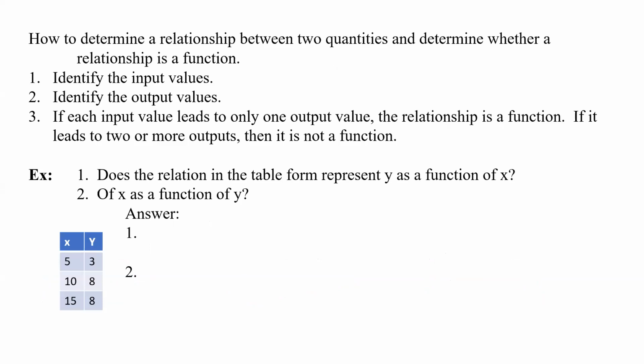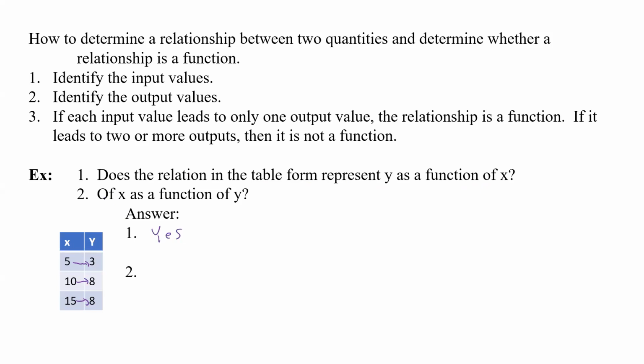So what we have here is a set of x, y ordered pairs, and it's going to be 5, 3, 10, 8, 15, 8. Now it says, does the relation in the table form represent y as a function of x? Okay, well, if we do that, this is going to be our output, this is going to be our input. So, that goes to exactly 1, that goes to exactly 1, and that goes to exactly 1. So yes, it is a function in this form.